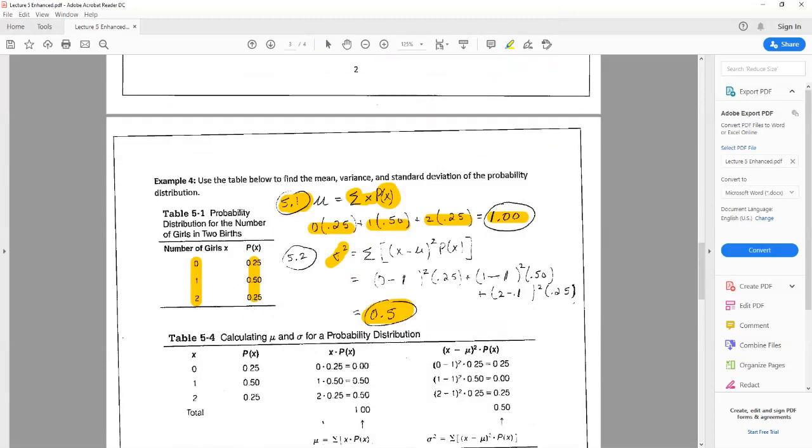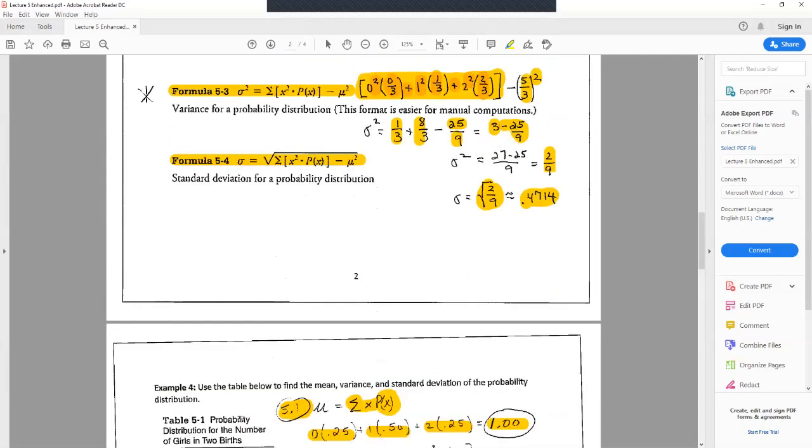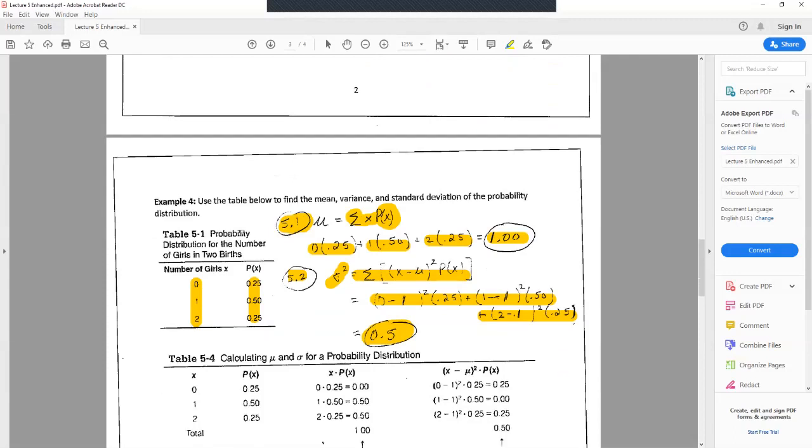Okay, so it appears that on that one I used the other formula for variance. So if you want to go back and find the variance using the preferred formula, you can do it that way as well. So figure out which formula for variance you prefer. To me, the one that I just used is not the easier one. To me, the easier one is going to be formula 5.3. So do that as an independent exercise. Go back and find the variance using formula 5.3 and see if you do not get 0.5.